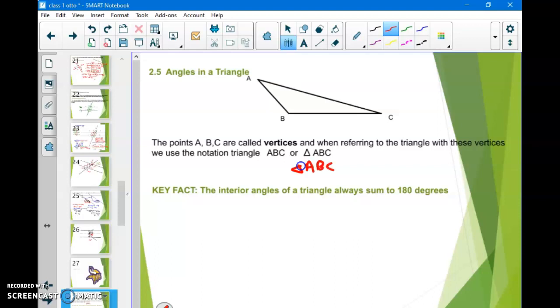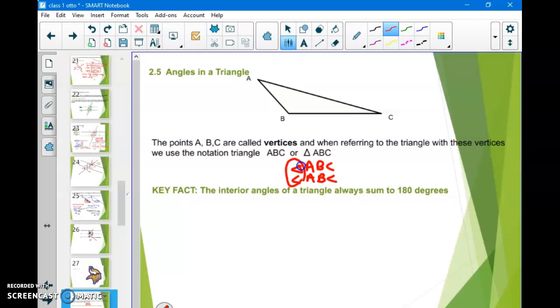And why we do that is because, and you need to do this because on tests I do take points off for this, we know that there are other things that we name with three letters, like angles. So make sure that you have the distinguisher in front of that, because I do take points off for not having the distinguisher before the letters.